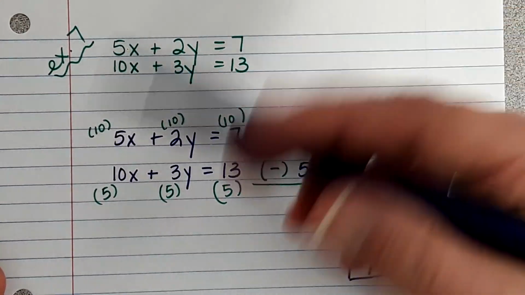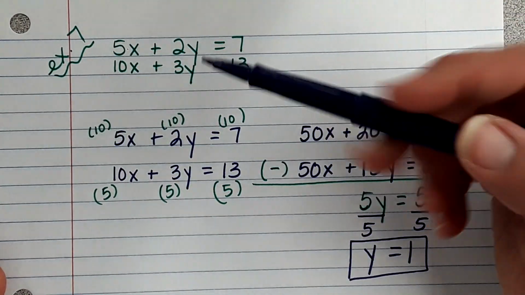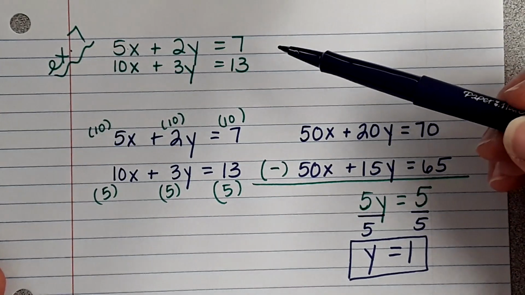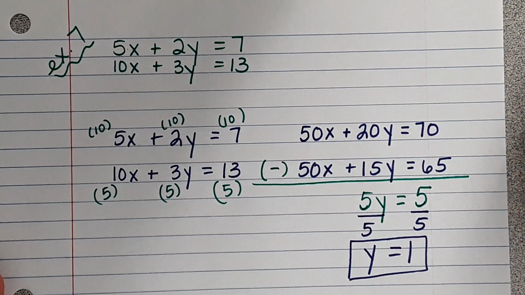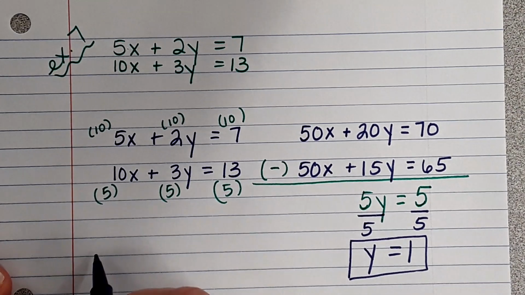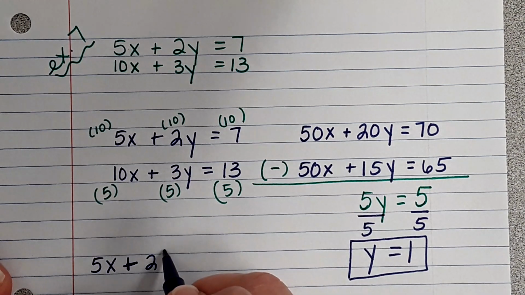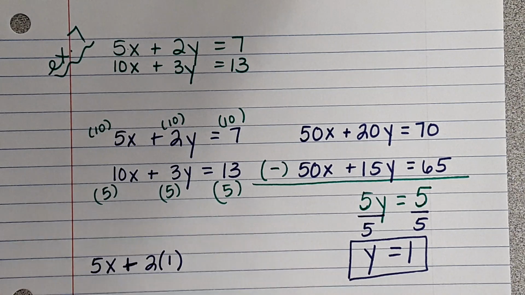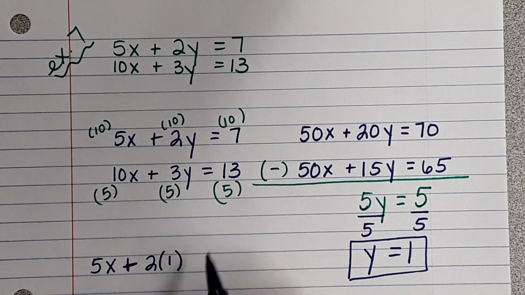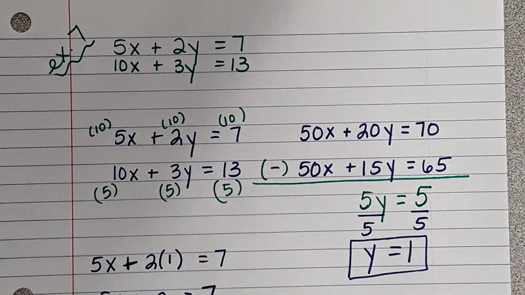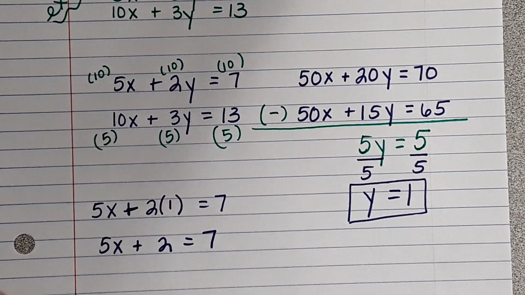You guys, tomorrow we'll get this again. Okay, so which equation do you want to plug it into? The top or the bottom? Okay. So remember, 5x stays the same. 2, y is 1, so I'm going to replace y with 1. And remember, whenever you see a number next to a variable, it means multiplication. So 2 times 1 equals 7. And you can't see that.